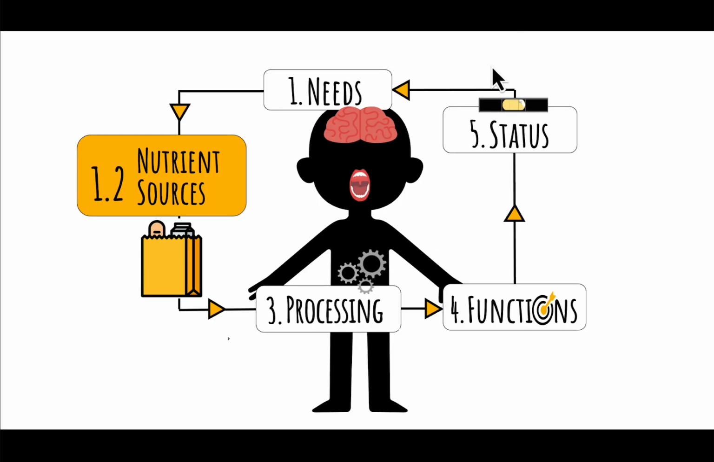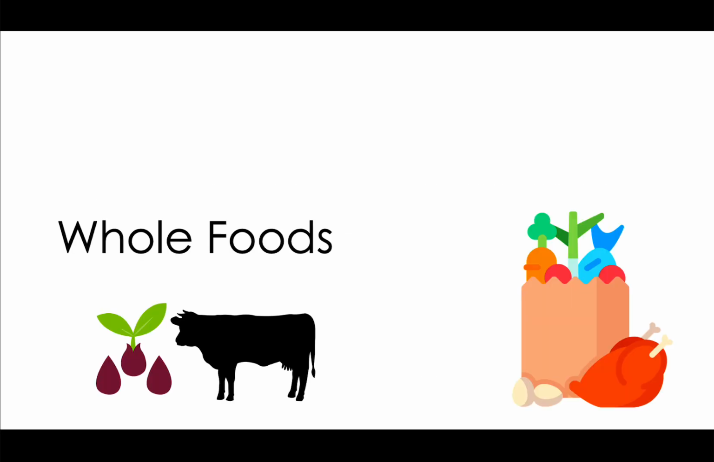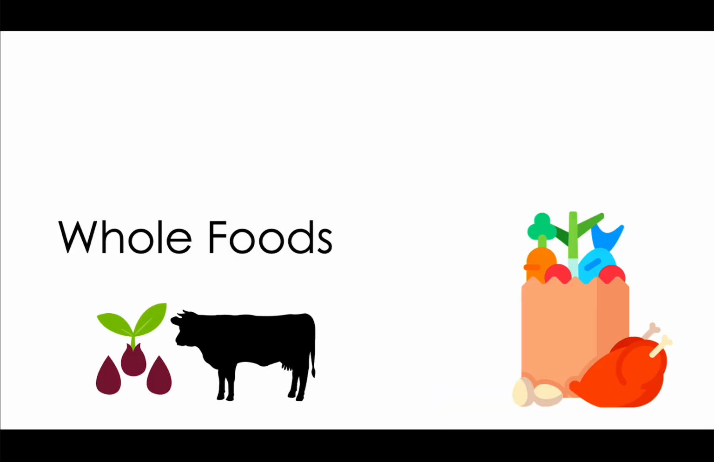So now we're moving on to food. So we consume food every day to meet our nutrient needs. Again, I've mentioned this, but about 2 to 5 pounds, which is a stack of hard books, about 4 or 5 textbooks. Whole foods, that's a big source of nutrition in our diet. And of those, we have plants and animals that have been processed a number of ways.